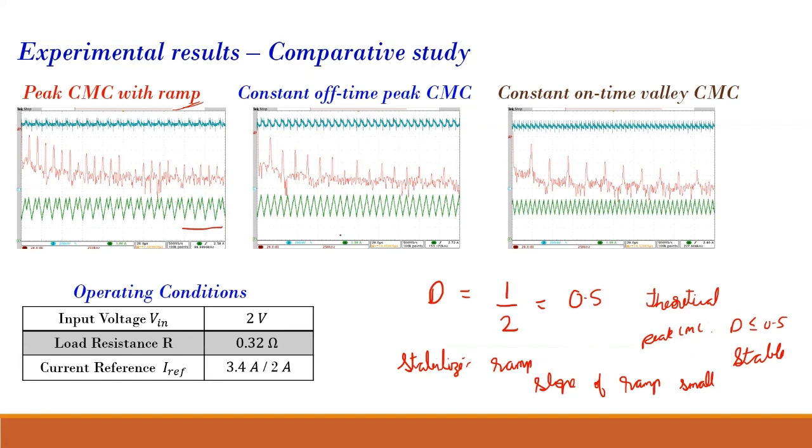Whereas your constant off time and constant on time are always stable. I keep changing my input voltage and output voltage, and they continuously remain stable. But what will change over here, you will see, is the switching frequency has increased. The effective switching frequency has increased. In this case, my effective switching frequency has reduced. In this case, my switching frequency will remain the same, but there is instability added.